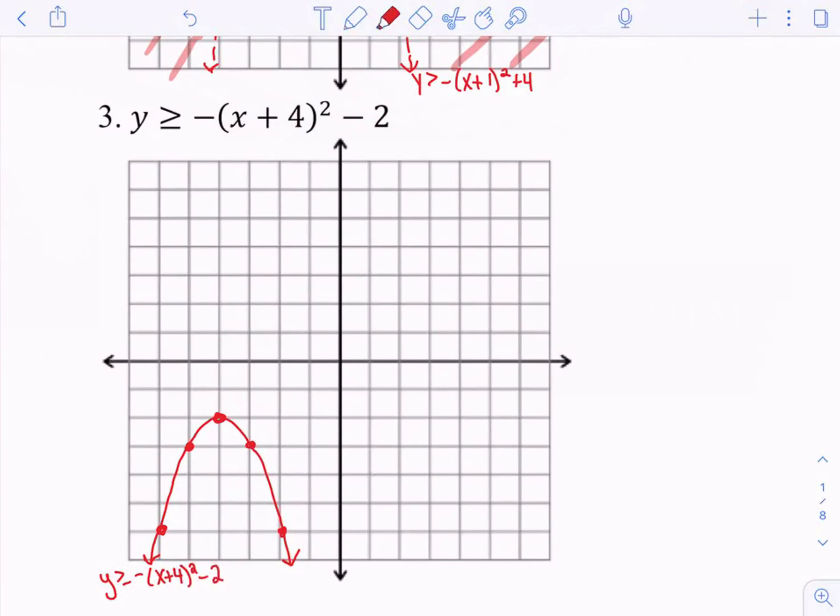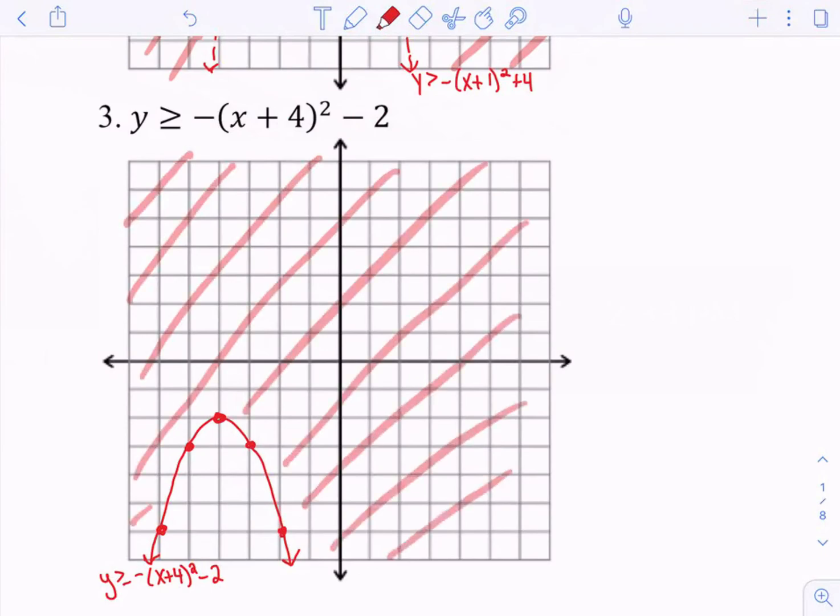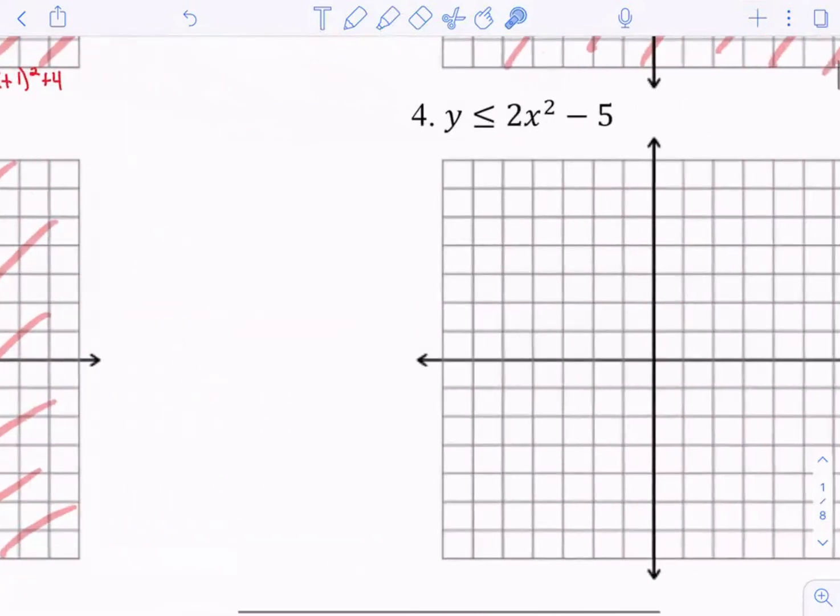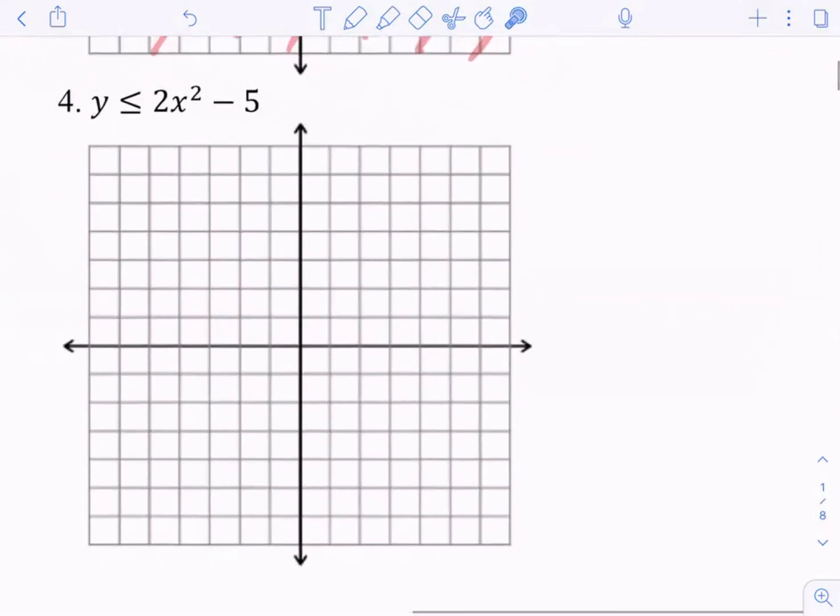And since it's greater than, I have to shade above the curve. So everything, this is all the space above the curve. And then, with this last one, 2x squared minus 5, if you notice, that means the turning point is at (0, -5). And then the 2 up front positive means it's going to open upwards and everything is going to be double. So it's going to be narrow.